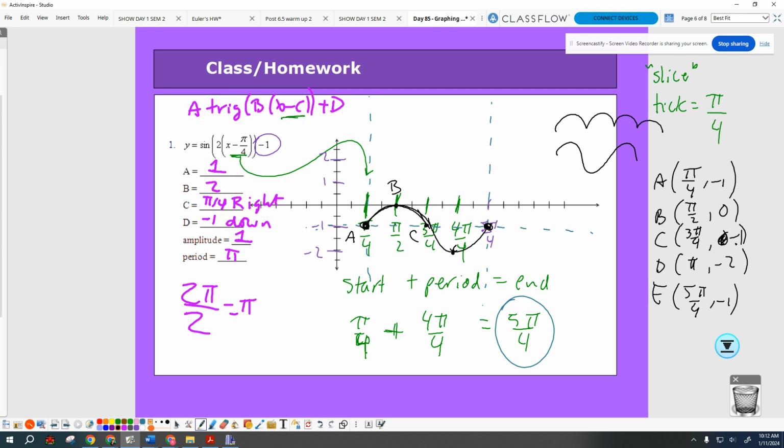I'm just wondering, it looks like there are two little brackets. There's the sine and then bracket 2 and then bracket again. Can you go more in depth on what that means?